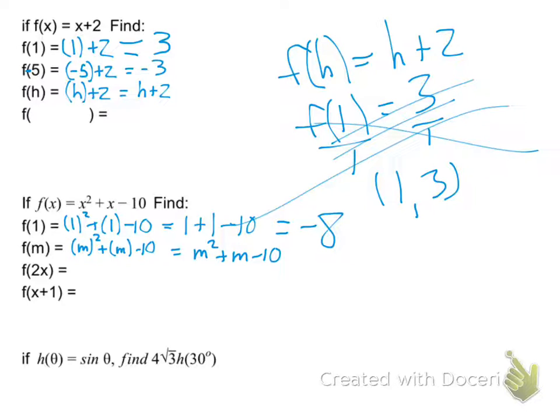Now, I am trying to trick you now. What happens when it's f of 2x? Or f of x plus 1? No, I forgot to do my other one on top. I'll do it after this.